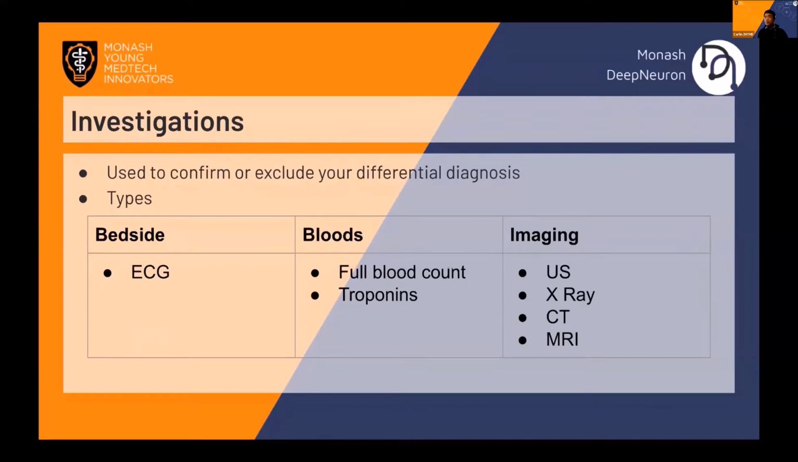And then finally, if necessary, we order imaging. We leave this to last as it's more expensive than the other two categories, and a couple of the imaging, such as X-ray and MRI, expose the patient to radiation, so we want to reduce that risk if possible.